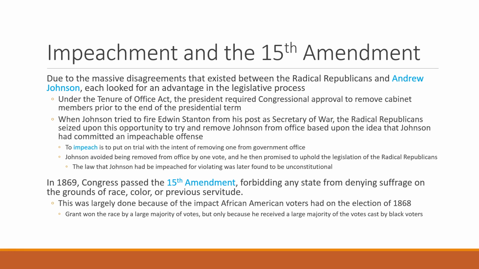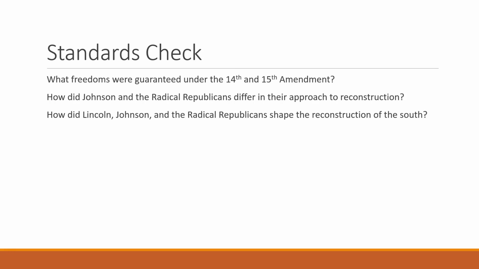This was largely done because of the impact African American voters had had on the election of 1868, and the fact that Grant, who wins that race, he wins that race largely because of the African American vote. If he had not gotten the African American vote like he had, he would have never been president. So immediately we see an election where African American voters have a major sway and major impact on who actually becomes president. So let's do our standards check here.